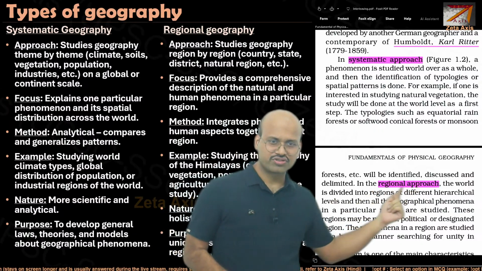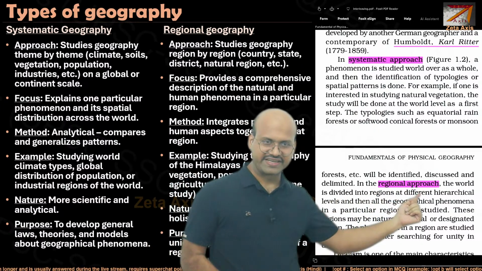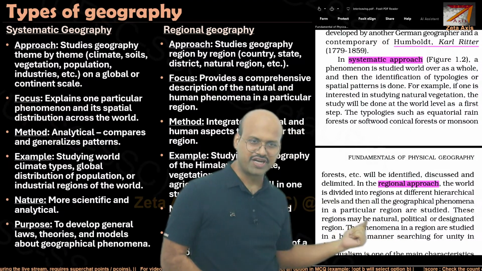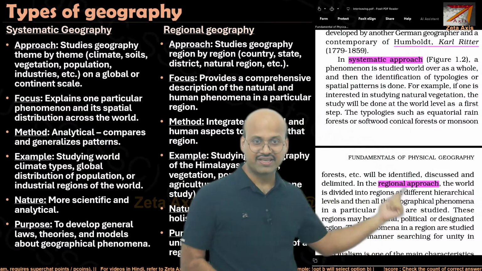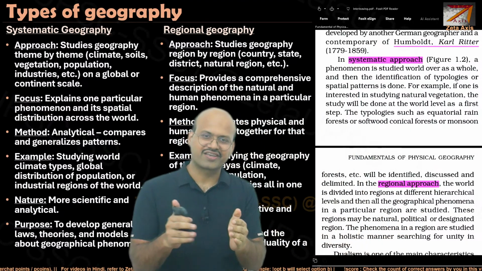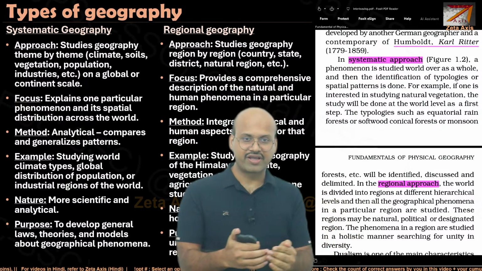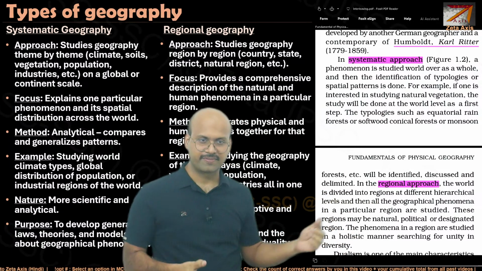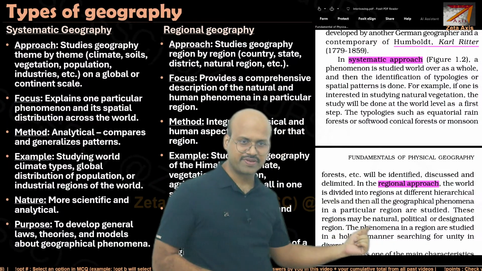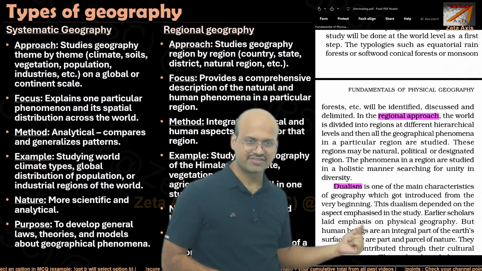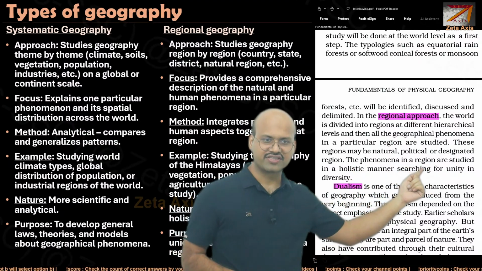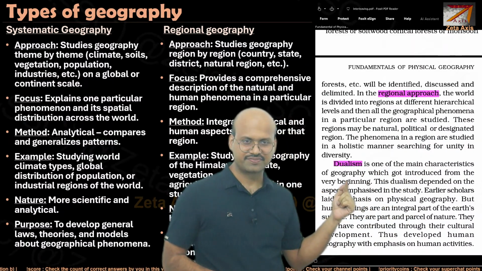In the regional approach, the world is divided into regions at different hierarchical levels, and then all the geographical phenomena in the particular region are studied. So as we have seen, we take a smaller area, that area could be a large area, a small area, but the focus is to understand it holistically. These regions may be natural, political, or designated regions. The phenomena in a region are studied in a holistic manner, searching for unity in diversity.